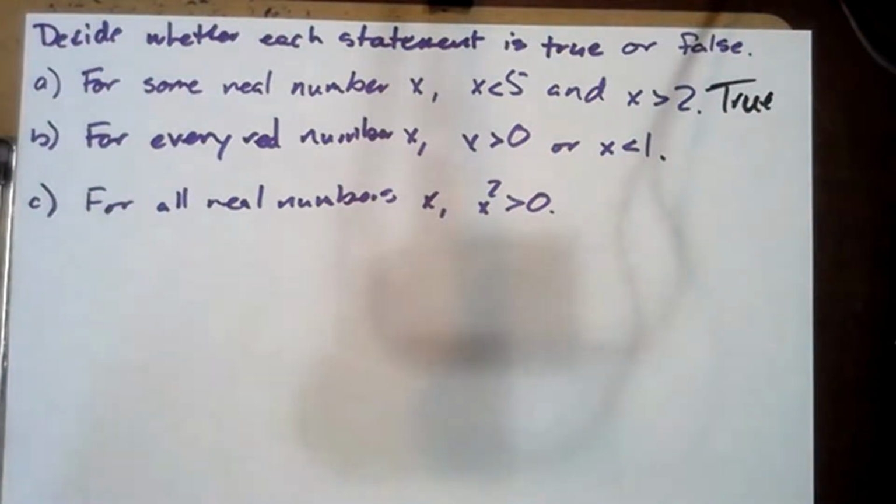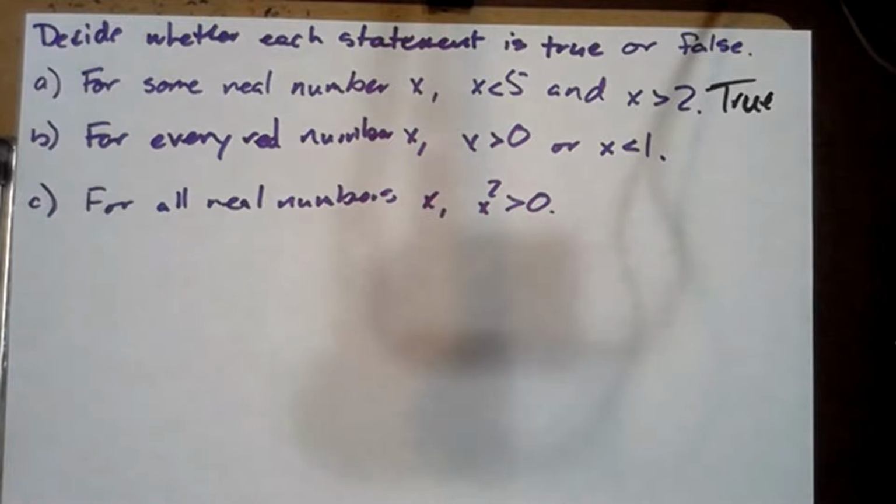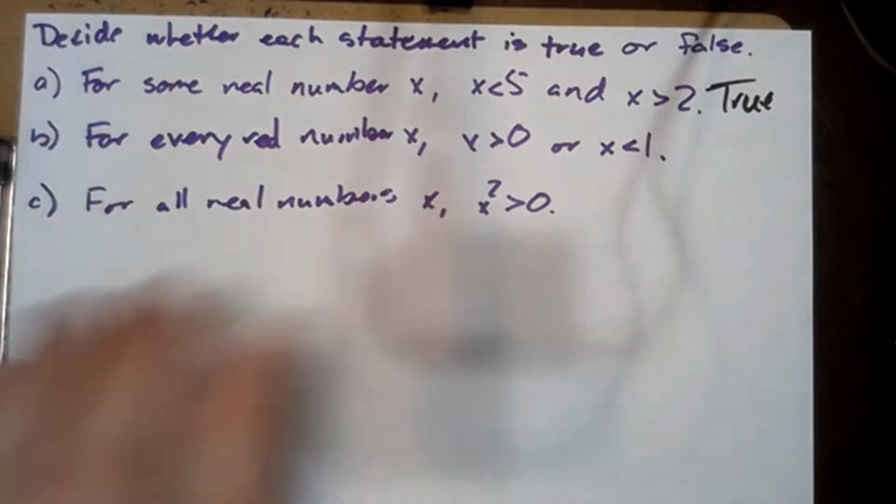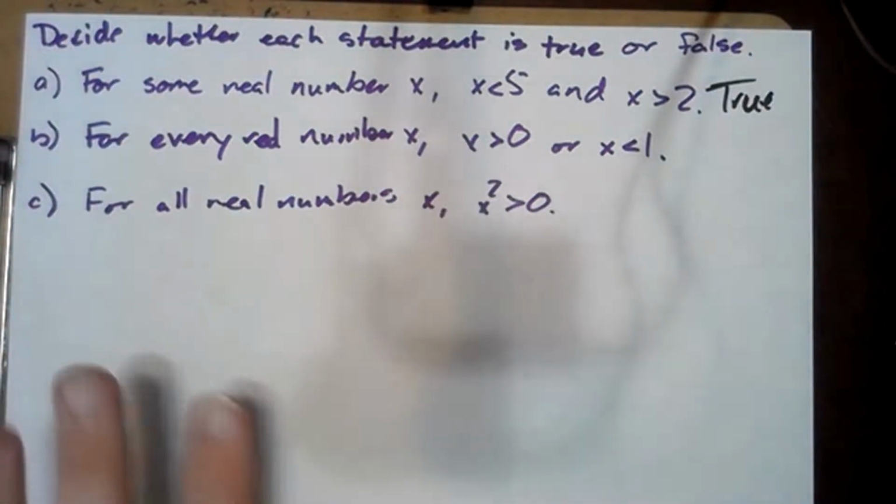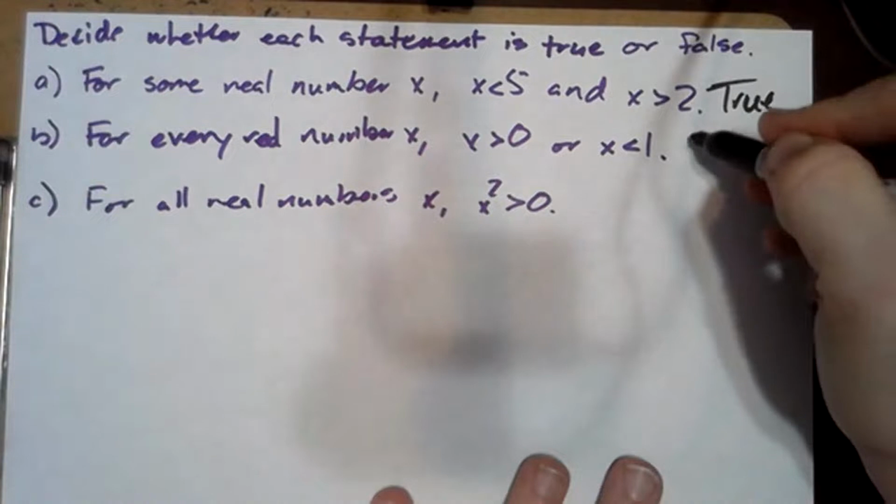For every real number x, x is greater than 0 or x is less than 1. Both can be true, remember. We can have both of these statements be true about some numbers, and we do have them true about some numbers. For example, the number 1/2 is both greater than 0 and less than 1. But because both being true is fine, this is true.